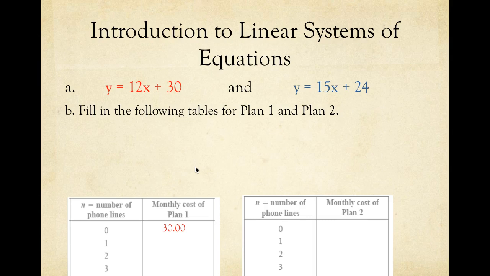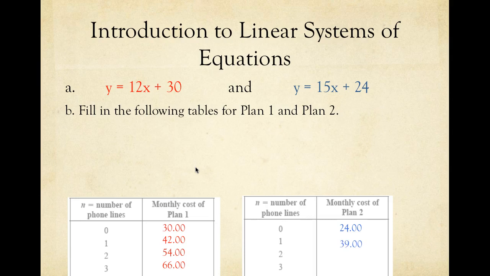If x is 1, y is 42. If x is 2, 2 times 12 is 24, plus 30, 54. And so on, and so on. For our blue equation, y equals 15x plus 24. If x is 0, 15 times 0 is 0 plus 24 is 24. If x is 1, 15 times 1 is 15 plus 24 is 39.